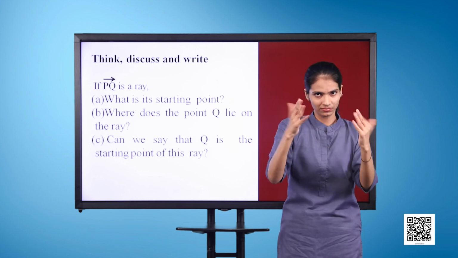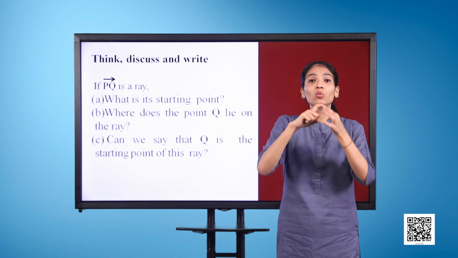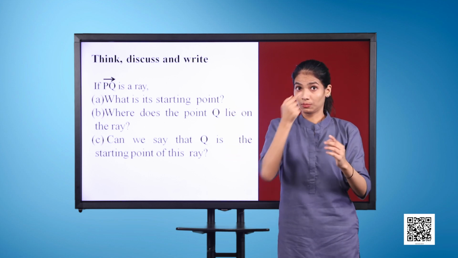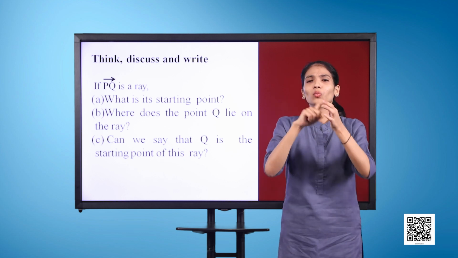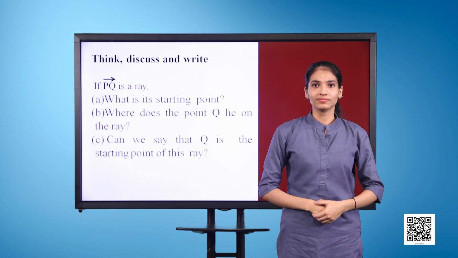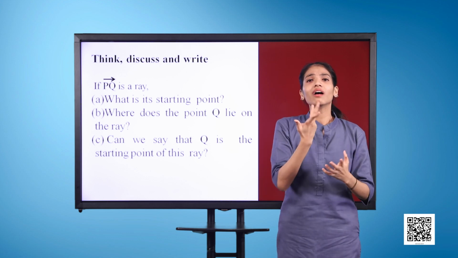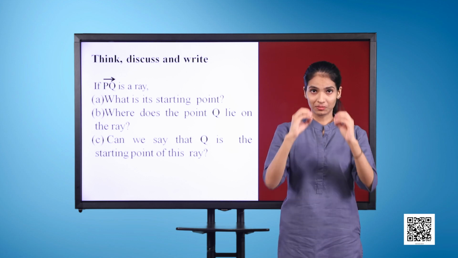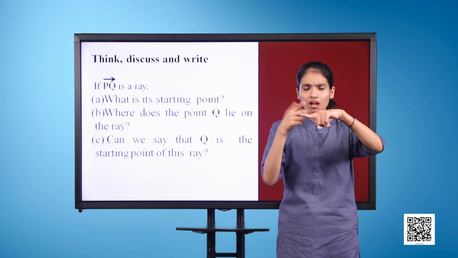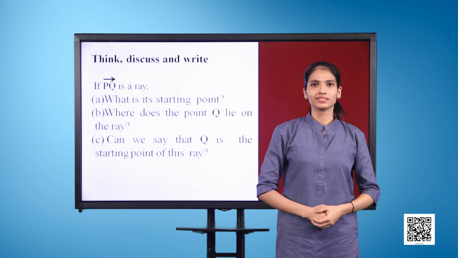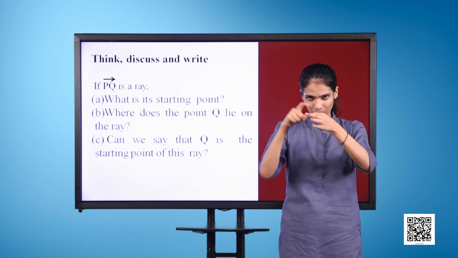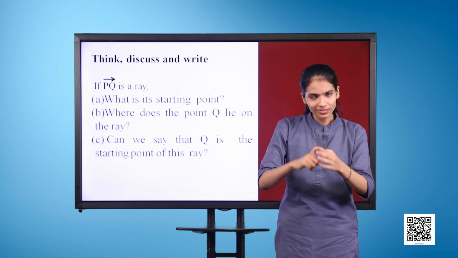Think, discuss and write. If PQ is a ray, A. What is its starting point? B. Where does the point Q lie on the ray? C. Can we say that Q is the starting point of this ray?